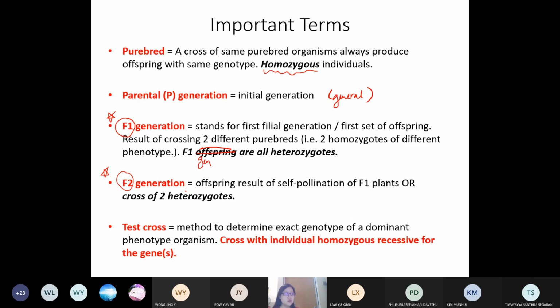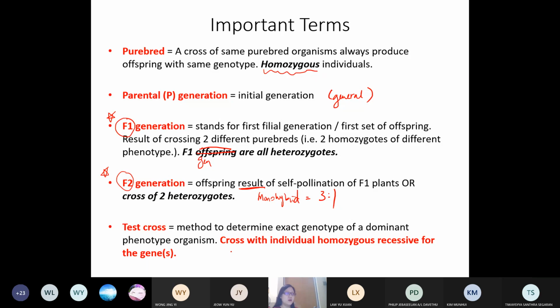F2, also specific, is the result of crossing two heterozygotes. This result can differ. Only for monohybrid is it 3:1. It's different for different patterns of inheritance. The F2 generation will differ, but it's a result of F1, two heterozygotes crossing together.